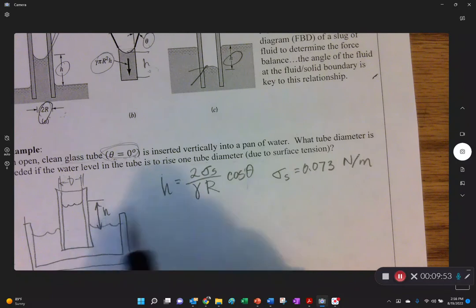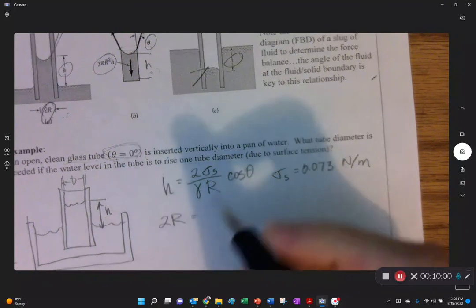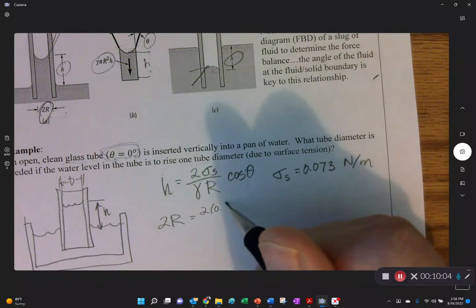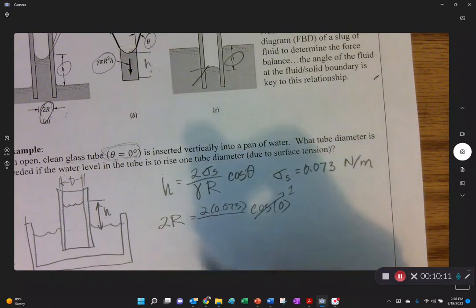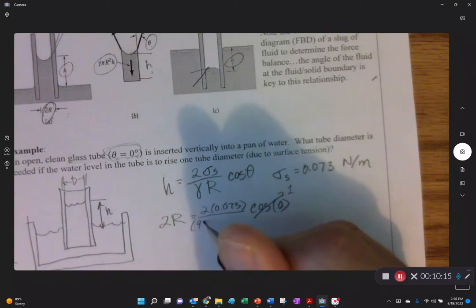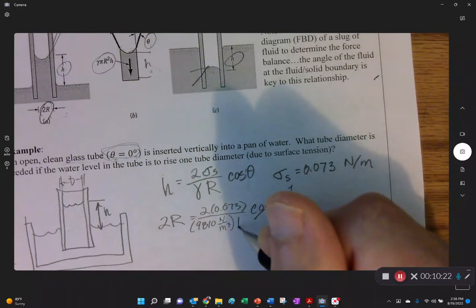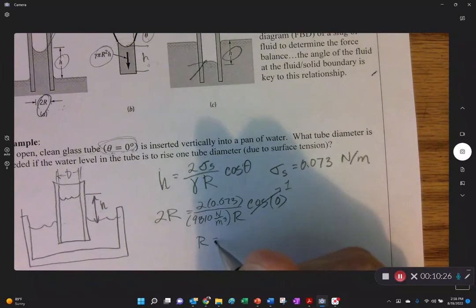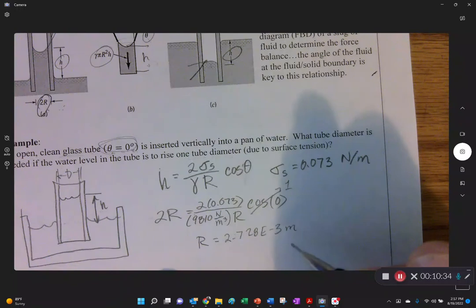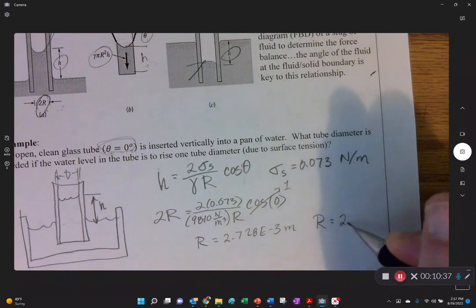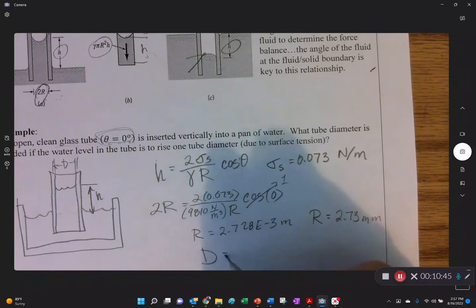Okay, so we want H to be 2 as the diameter right there. So let's make it 2 times the radius, is what that needs to equal. And 2 times 0.073, and here is the cosine of 0 degrees, which is 1, right? Then we have the specific weight, which I had as 9810 newtons per cubic meter. Then we solve for R. If we solve for the radius, we get 2.728e-3 meters, which turns out to a radius of 2.73 millimeters, excuse me. But we just want a diameter, so it's 2 times that.